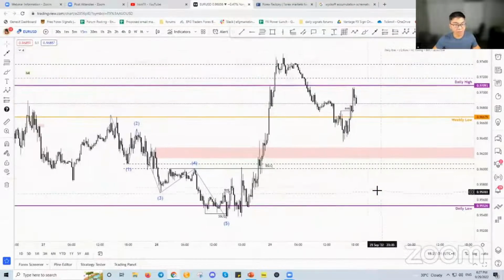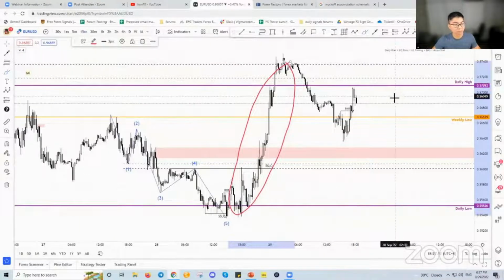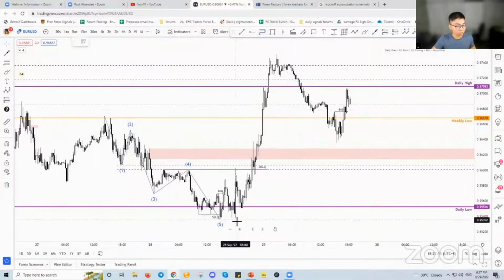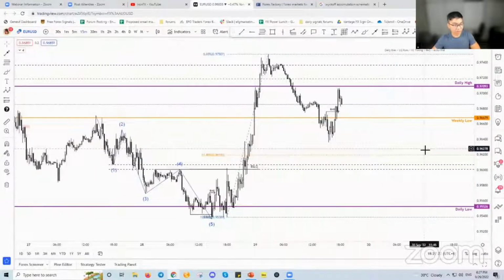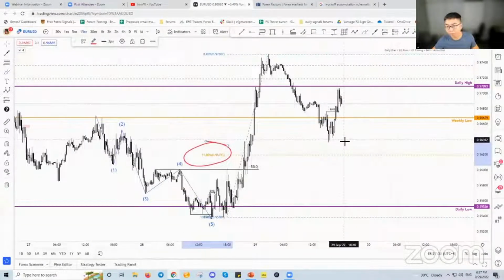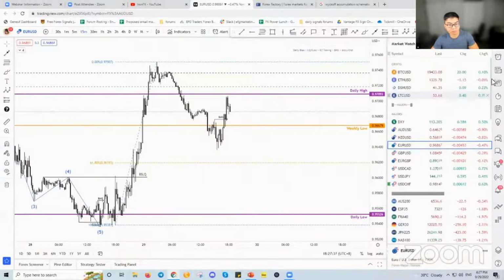I wouldn't take any trade now personally on EU due to the news and also this huge impulse up. It would be nicer if price came down to the 61.8% ratio. You can see this area, the 61.8% hasn't been tapped. So for me, it's a no trade on EU just by using the Fibonacci. I'll move on to other pairs.